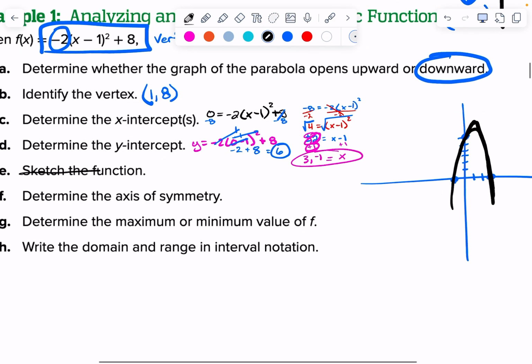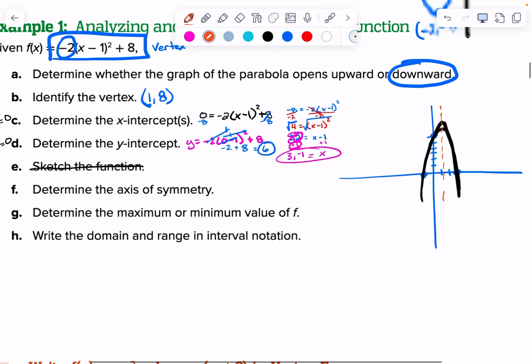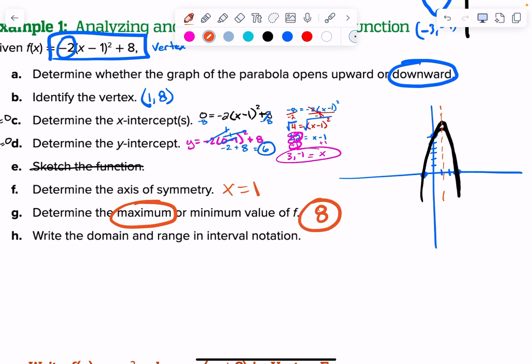Sketch the function, done. Determine the axis of symmetry. X equals 1. I'm kind of picky when I'm talking about axis of symmetry. It goes through here. Don't just say 1, because 1 is a point. This is the line x equals 1. Got it? Determine the max or min. The maximum value is 8. You could say 1, 8, but when they're asking for maximum, they just want the highest it goes, and the highest it goes is 8.